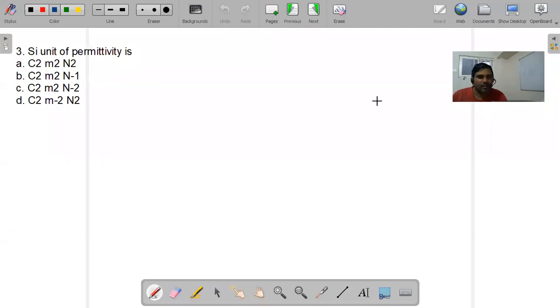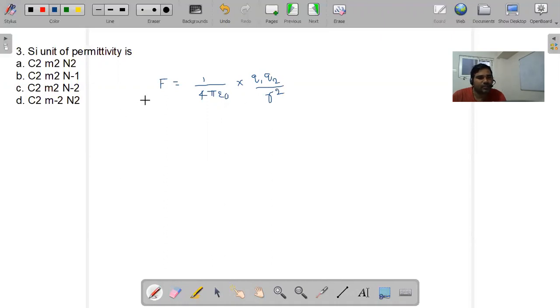Namaste students. Now this problem is SI unit of permittivity. Again based on Coulomb's law, permittivity is nothing but your epsilon naught. So you know the formula F is equal to 1 by 4 pi epsilon naught into q1 q2 by r square. That is Coulomb's law, the electrostatic force of attraction or repulsion.